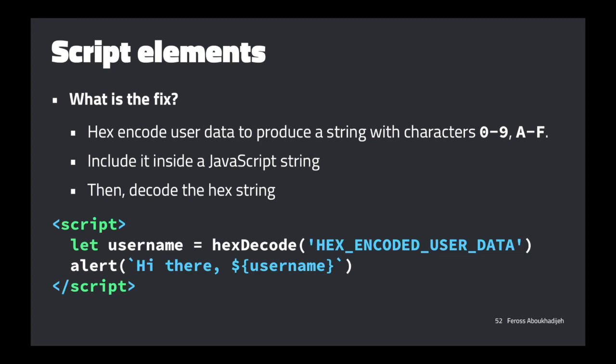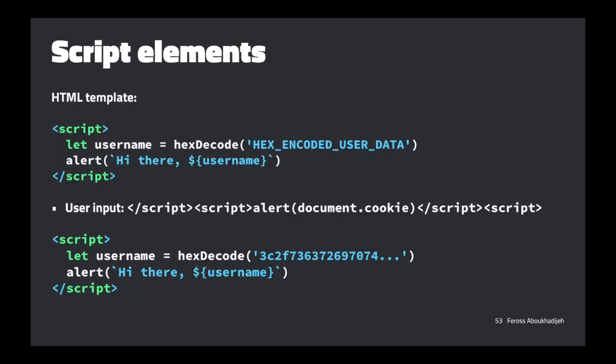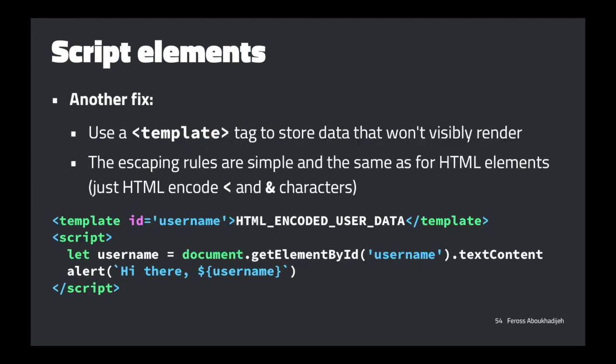Here's a real example of what this would look like. So here's our template, and here's our user's malicious input, and we just hex encode this, and we get some giant string that looks like this, and we put it in there, and no problems at all. Here's another approach. This is using a tag called template, and this is a new HTML tag that lets you put whatever contents you want inside of it, and it won't render it at all. It's inert. It's like you're just throwing some data into the page.